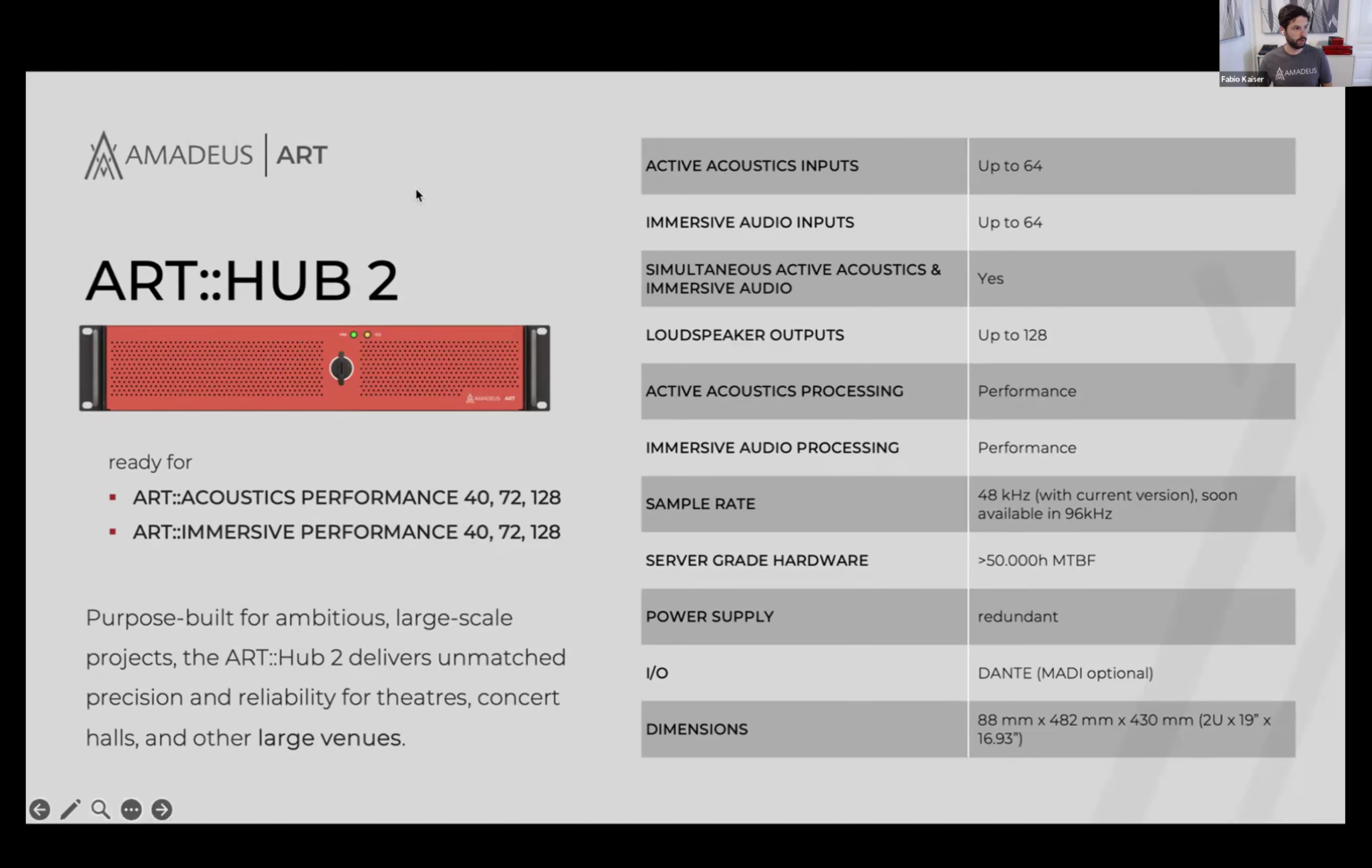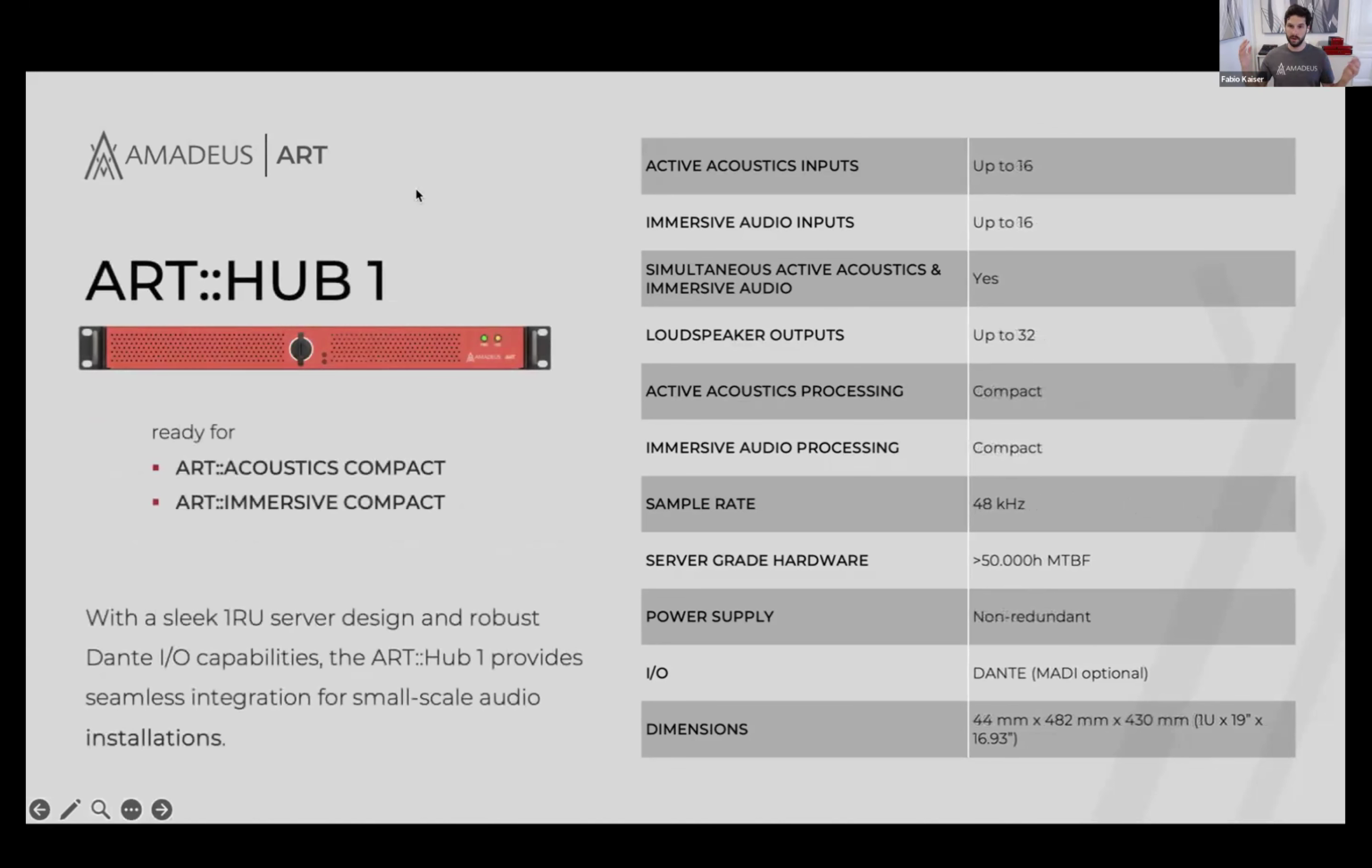Good. This is the Art Hub 2. Then there's the Art Hub 1, which is basically the little sister of the Art Hub 2, ready for the active acoustics and immersive compact modules. I'm going to explain a little bit later what that specifically means, but you can already see that the inputs, 16 on the active acoustics and immersive side, again, can work in parallel, loudspeakers up to 32, and ready for the compact modules. Same server-grade hardware, same quality, however, non-redundant power supply, but also Dante I/O, optionally MADI.